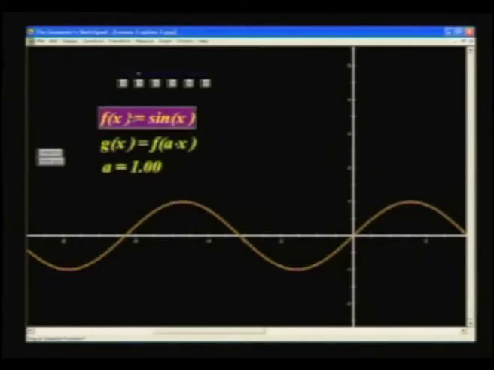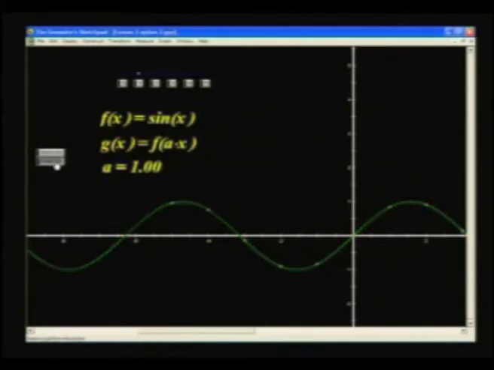Once again, I have a function f of x. For the moment, this is set to f of x equals sine of x, and the slider is currently set to a scale factor of 1. This time my new function is g of x equals f of a times x. Now by changing the scale factor, we can see how it impacts on the points of the graph.